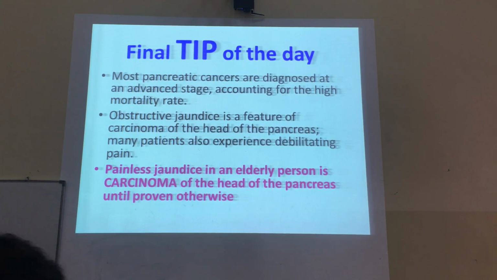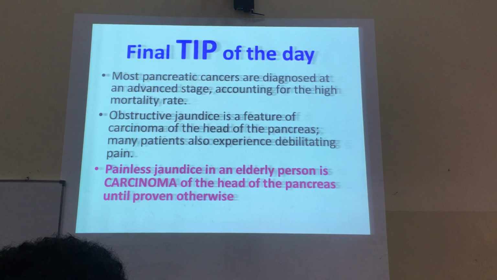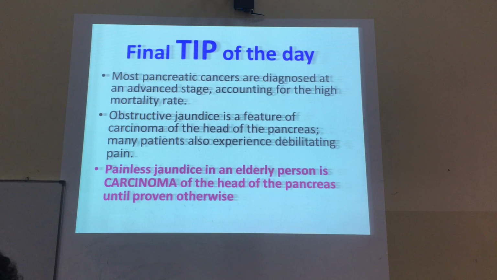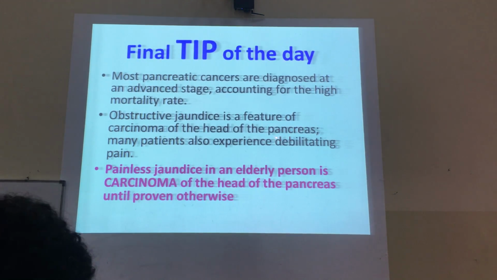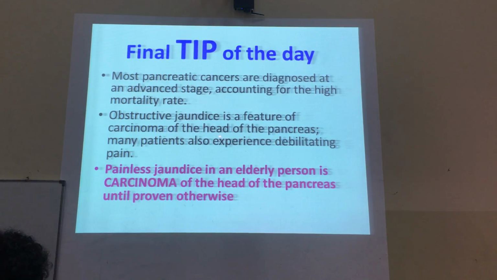Again, with old age, the immunity will be less, the proteins will be less, so a person's ability to cope with the disease will be less, so mortality is higher. Obstructive jaundice is a feature of carcinoma of the head of pancreas. Obstructive jaundice means conjugated.